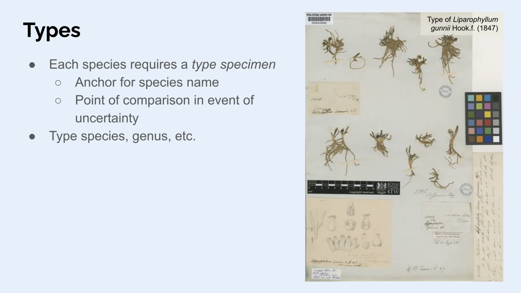So there's a type for a species. There's also what's known as a type species for a genus. So the genus category of Lipperophyllum has not just a type specimen, but it actually has a type species. So it's sort of the category below it. So the genus Lipperophyllum, turns out at the time it was described, there was only one species in the genus, so that's kind of easy. The genus Lipperophyllum has to be whatever genus contains this species, Lipperophyllum gunnii.